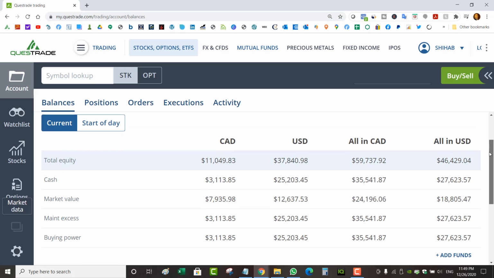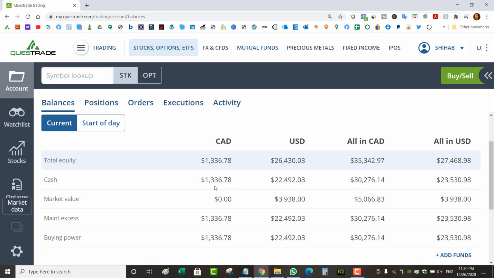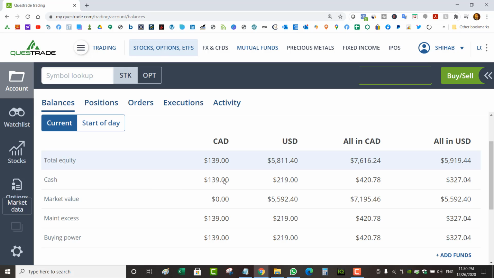In my TFSA though, I've got 3,000 Canadian cash, 25,000 US cash, but total equity of 11K Canadian and 37K US. In my RRSP, I've got 1,300 Canadian cash, 22 US cash, and total equity of 26 US and 1,300 Canadian. So no equities actually. I don't hold any Canadian positions in my RRSP account. And my RESP, very little cash, 139 Canadian, 219 US, and 5,800 total equity. I'm only holding Intel in my RESP.